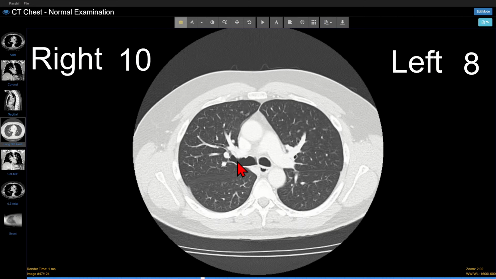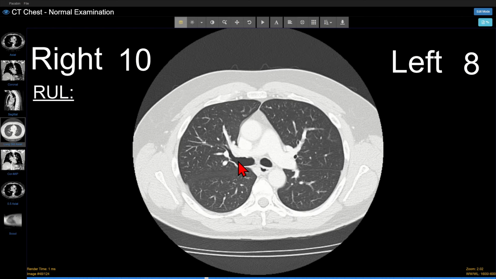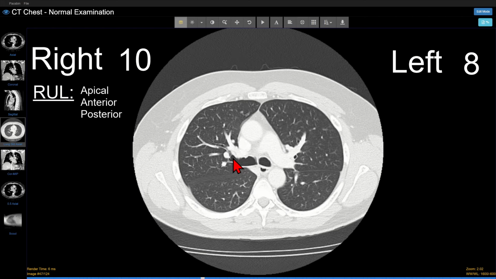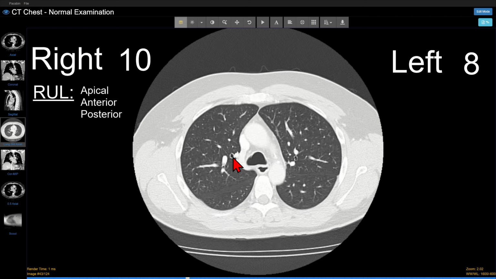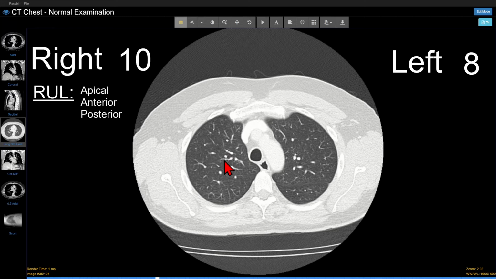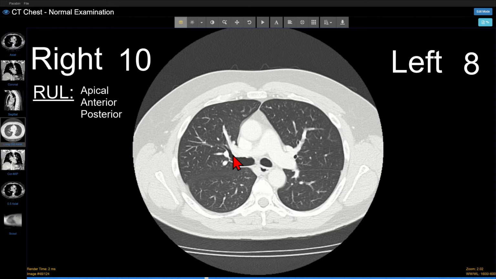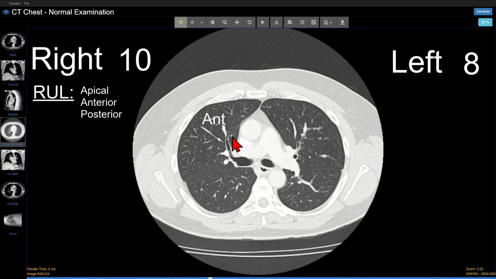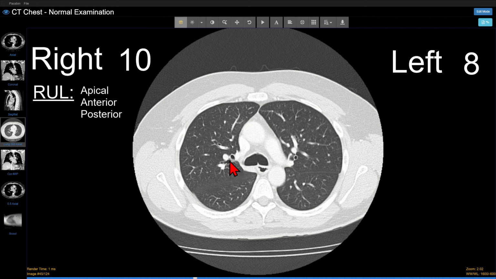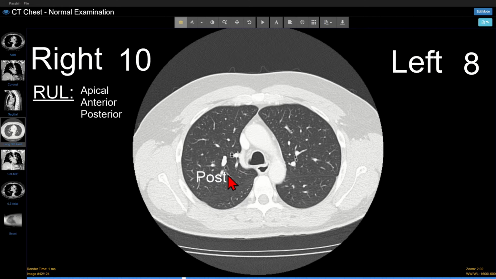On the right, starting with the upper lobe is split into 3. So we have the apical segment, and we're going to follow the bronchi to see where we're going. So this is the apical segment here. We have the anterior segment, and we have the posterior segment.